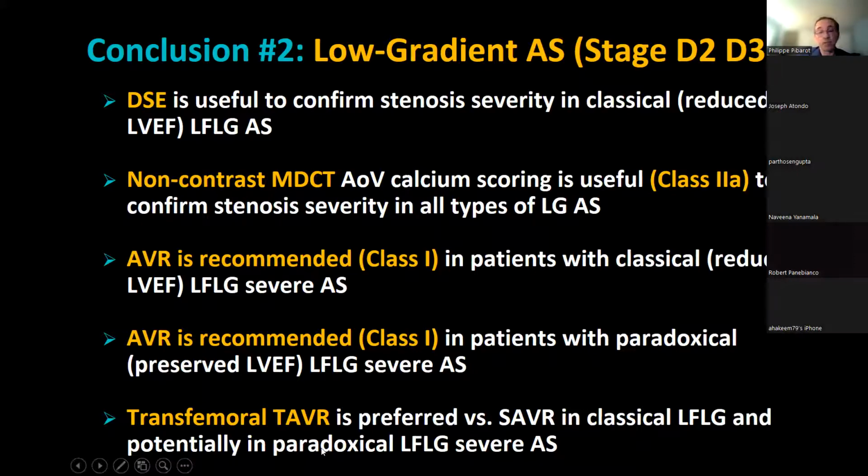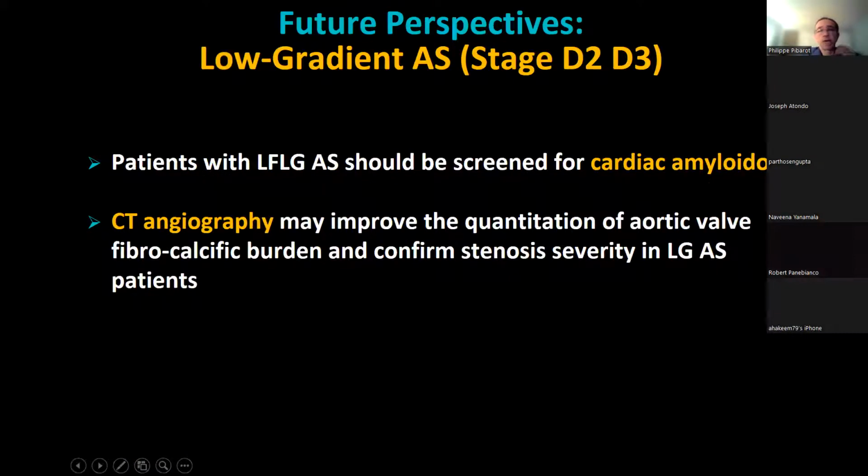And finally, transfemoral TAVR is preferred versus SAVR in, I would say, all types of low flow, low gradient AS, because these patients are more vulnerable. So you need to address them with a less invasive approach.